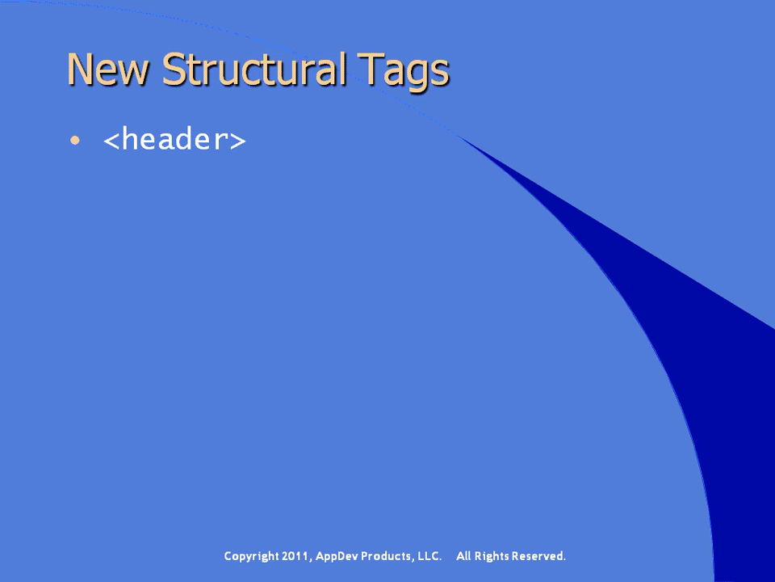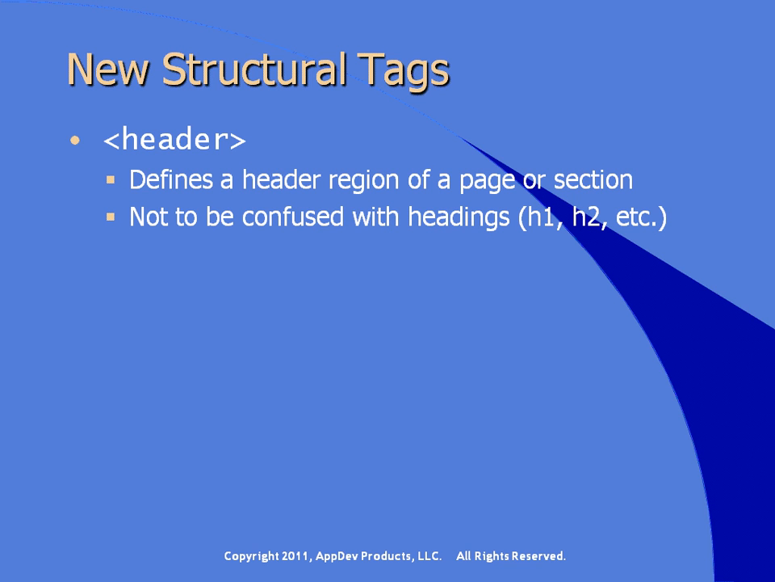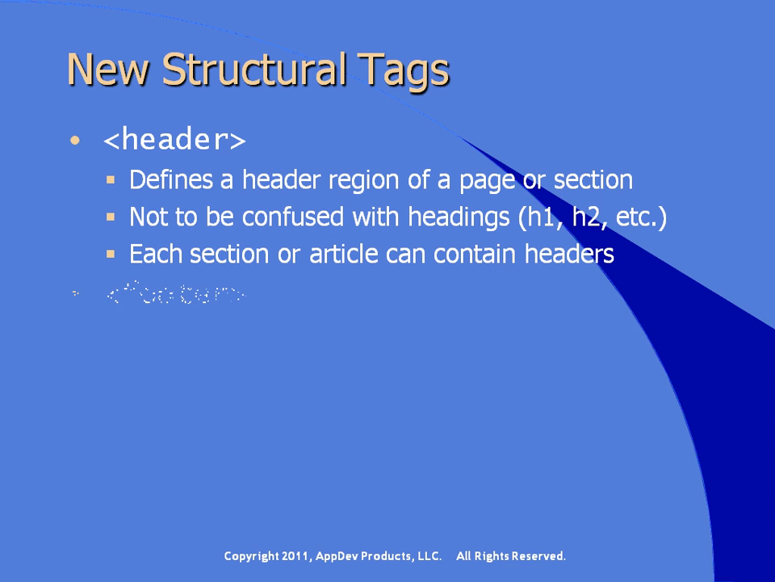Some of these semantic tags that exist in HTML5 are the header tag, which defines the header region of a page or section. Don't confuse the header element with headings such as H1 and H2. The header element could be the beginning of a page or a section or an article. This means that you could see multiple header elements within a page.